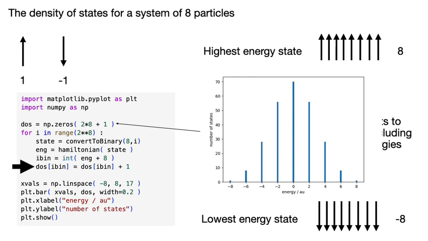This has energy on the x-axis and the number of states that have that energy on the y-axis. You can clearly see that there are many states in the middle of the range of energy values and much fewer states that have extremal values for the energy.